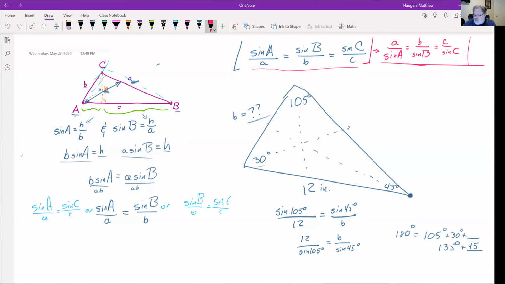But either way, multiply both sides by the sine of 45 here, and we'll get 12 times the sine of 45 degrees over the sine of 105 degrees. And that ratio will give us our side length B.